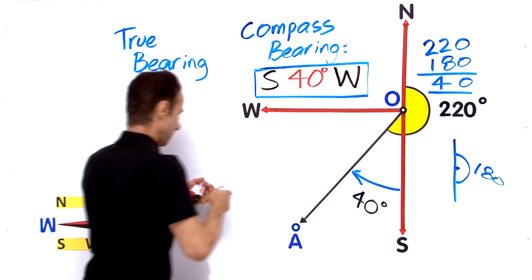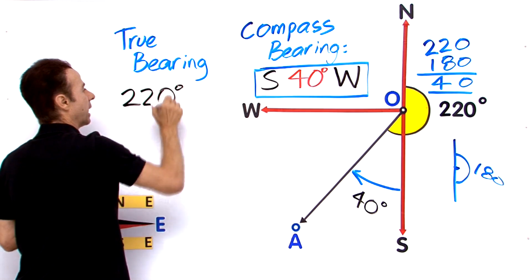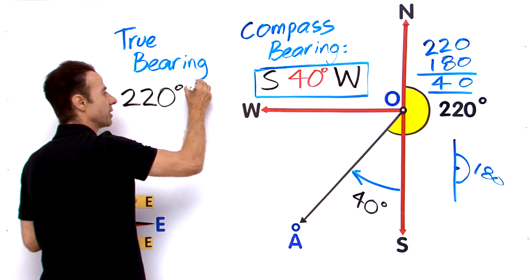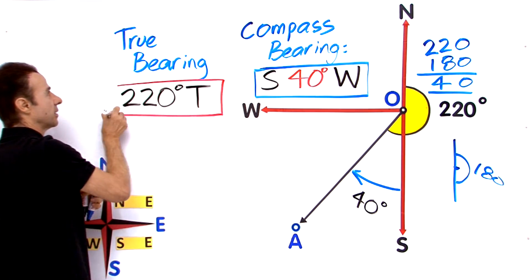220 degrees clockwise. And for true bearing, you always add a T on the end, like that. And that's our true bearing.